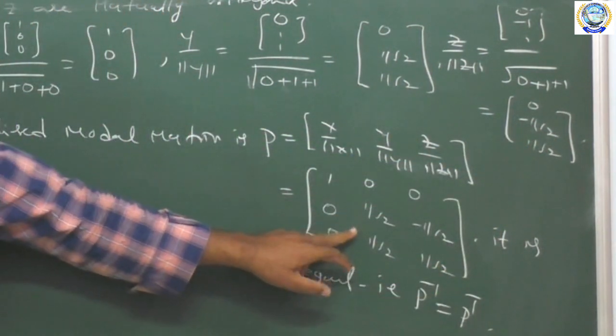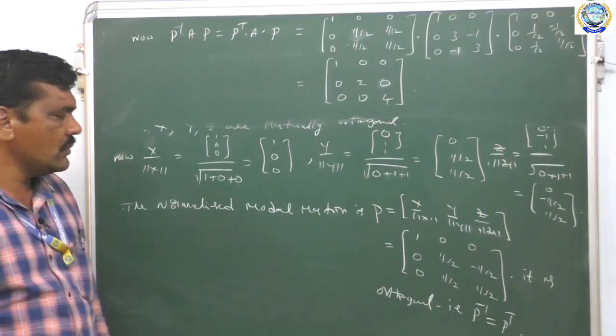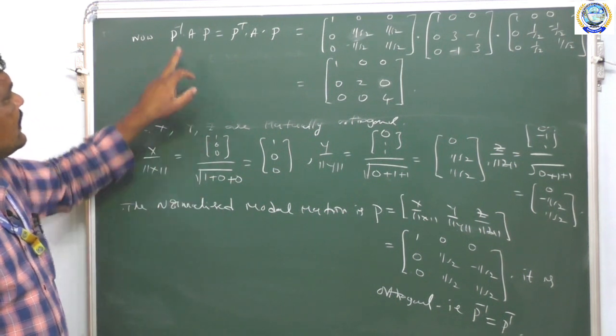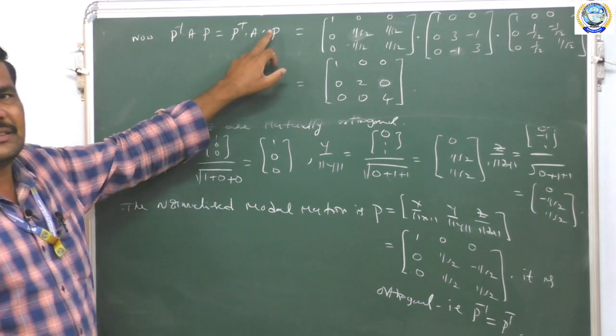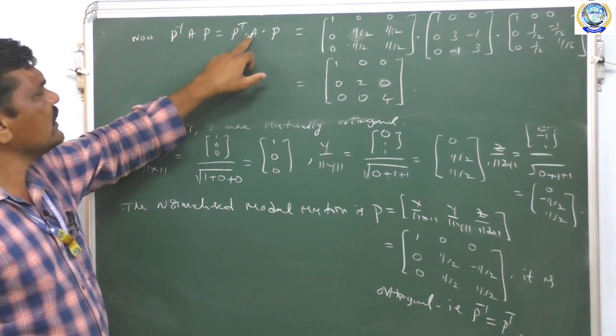It is clearly an orthogonal matrix. Orthogonal matrix means P inverse equals P transpose. Now, to verify that P inverse AP equals P transpose AP is D. So, consider P inverse AP, that is P transpose AP.